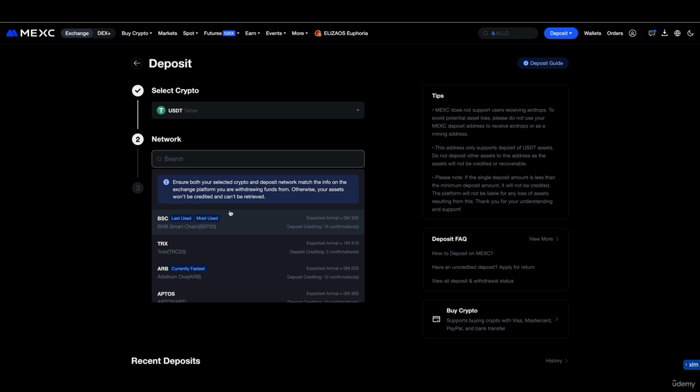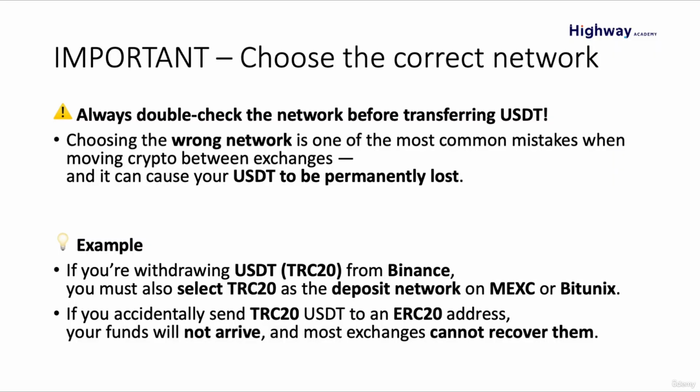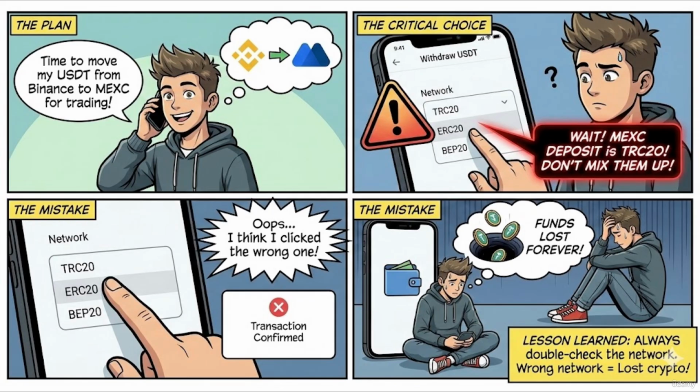Let me explain. Every cryptocurrency can exist on different blockchain networks. For example, USDT can exist on Tron, Ethereum, BNB Smart Chain, and several others. Each network has its own unique infrastructure, fees, and speed. Think of it like a group of highways. The coin is your car, and the network is the road you drive on. If you enter the wrong highway, you'll never reach your destination.